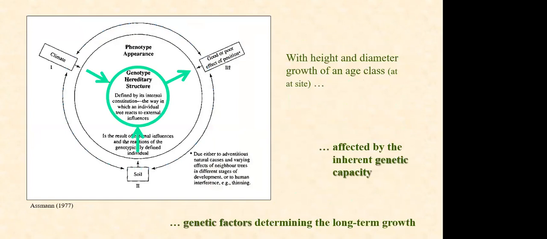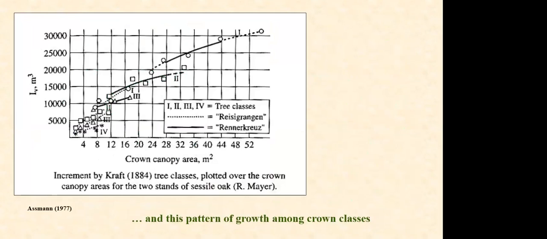But he goes beyond that in saying that the environmental conditions, represented here by soil and climate, interact with the genetic potential of the tree to influence the growth rates in height and thus the crown position of the tree, so that the inherent genetic capacity of the tree, how well it's suited to the environmental conditions at a site, will determine the long-term growth pattern and where it ends up in different crown classes.